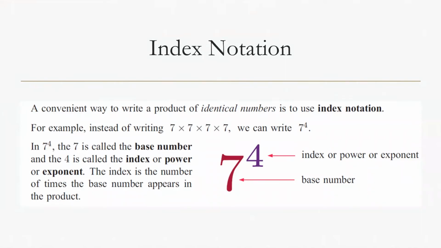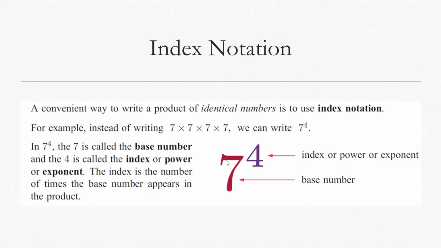A convenient way to write a product of identical numbers is to use index notation. For example, instead of writing 7 times 7 times 7 times 7, we can write 7 to the power 4. In 7 to the power 4, the 7 is called the base number and the 4 is called the index or power or exponent. The index is the number of times the base number appears in the product.